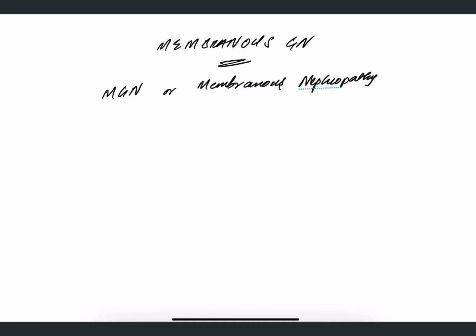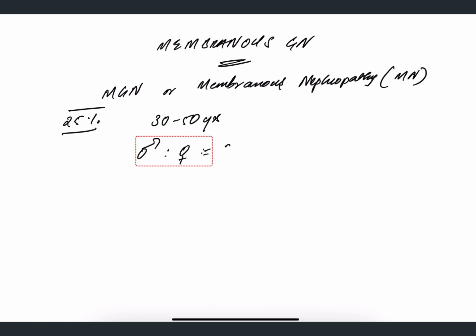What is very common about this is that any older patient who comes to our nephrology OP with proteinuria, we always suspect membranous nephropathy, because it accounts for 25% of cases of nephrotic syndrome in adults, which is pretty high. It has a peak incidence between 30 to 50 years and is very common in males. The male to female ratio is 2:1.